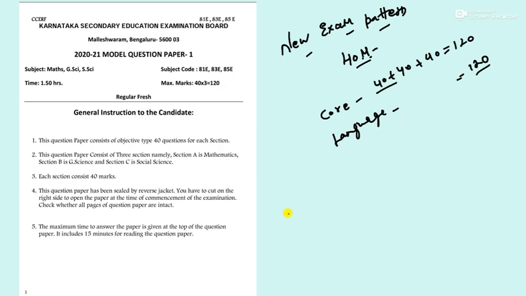So here I will be focusing on maths. This is the model question paper which was recently released by the board. You can see it here. This is the name of your SSLC board, Karnataka Secondary Education Examination Board. You can read the instructions before going ahead. This question paper consists of objective 40 questions for each section. This question paper consists of three sections, namely section A for maths, section B for general science and section C for social science. Each section consists of 40 marks.